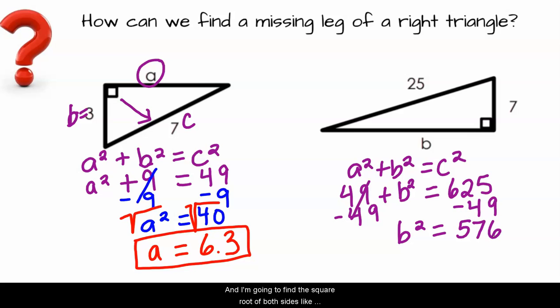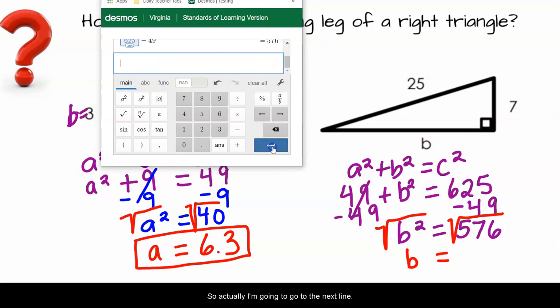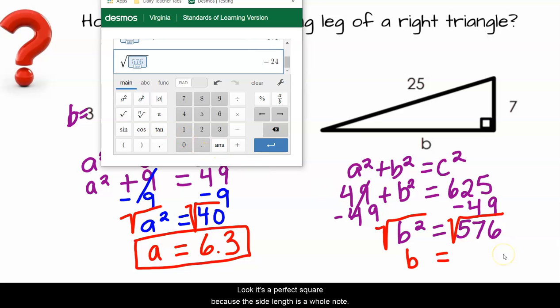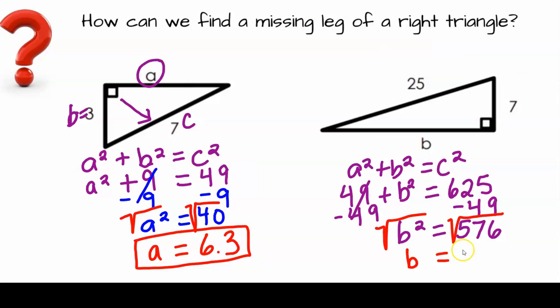and I'm going to find the square root of both sides, like I've done before. I want to find out b, not b squared. The square root of b squared is b, and the square root of 576. I think I'm going to need my calculator again. So actually, I'm going to go to the next line. I'm going to click the square root key, and I'm going to bring down that 576. Oh look, it's a perfect square because the side length is a whole number. So the side length b is going to be equivalent to 24 units. So I'm going to write 24 as the value of b.